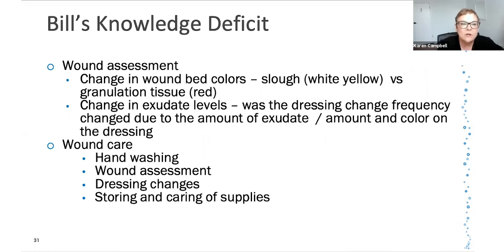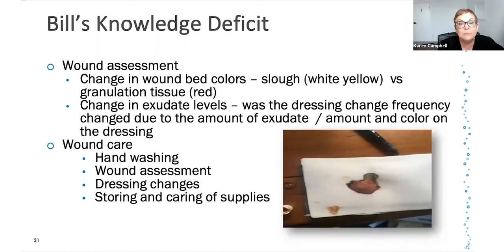And so he did have a knowledge deficit. So the wound clinician then taught him how to look for changes in wound bed colors. So is the wound sloughy versus is it granulation? He was also taught to look for changes in exudate levels. And was the dressing change frequency changed due to the amount of exudate? He was taught about hand washing, wound assessment, dressing changes, and storing and carrying of supplies.